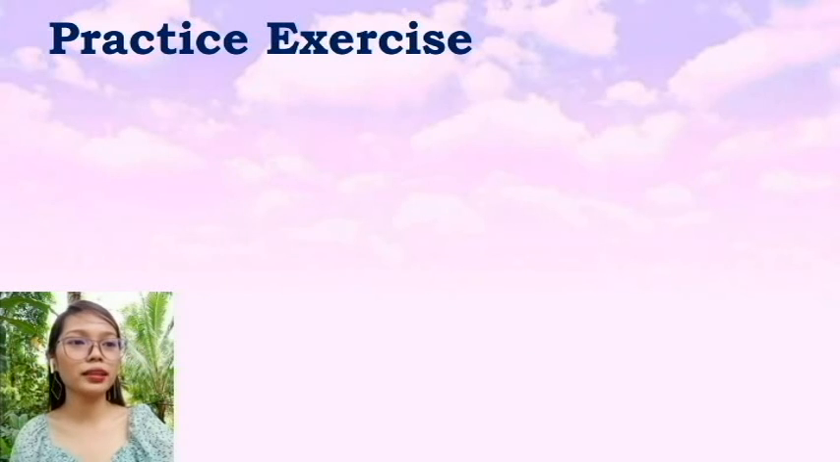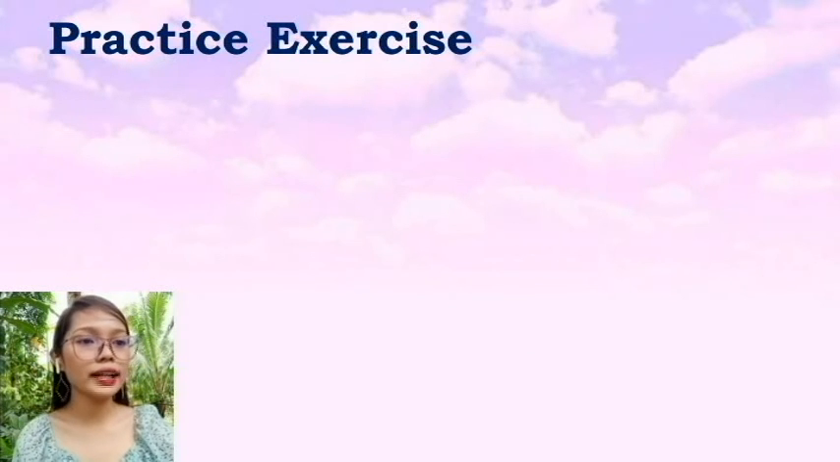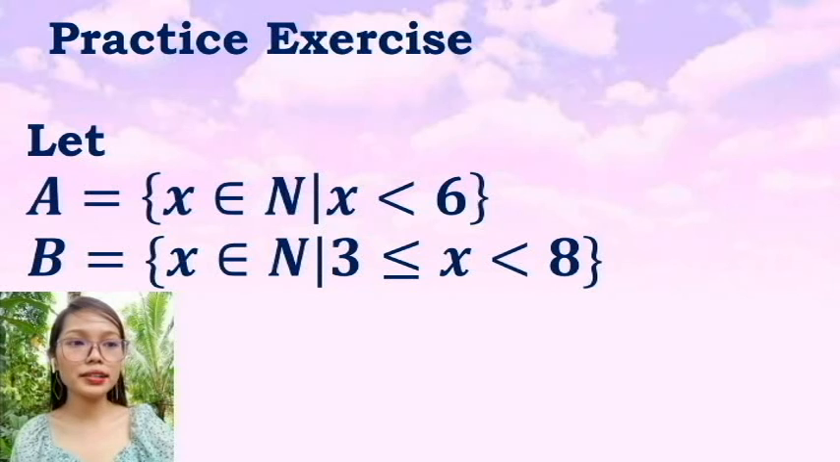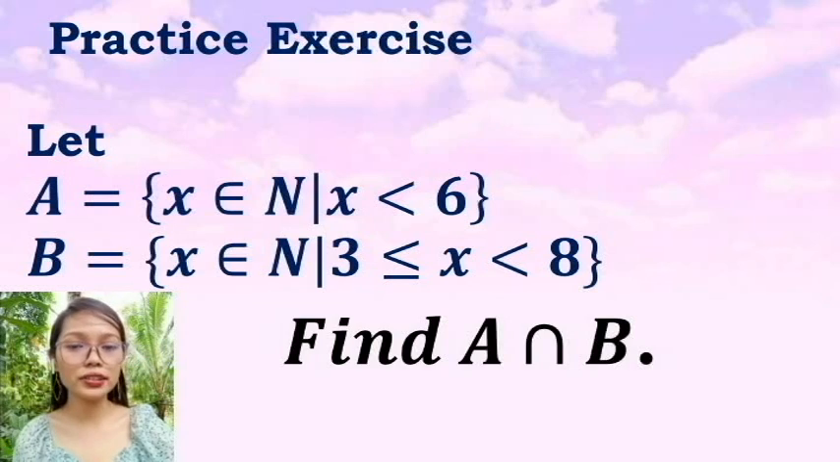Don't be afraid to try. Okay, we have here set A, which contains the set of all x that are elements of the natural numbers such that x is less than 6. And set B, we have here the set of all x that are elements of the natural numbers such that x is greater than or equal to 3 but less than 8. Find the intersection of A and B.